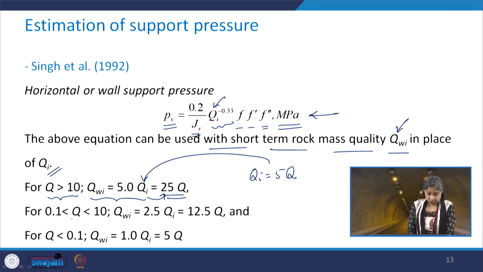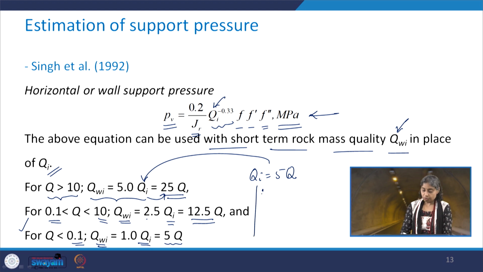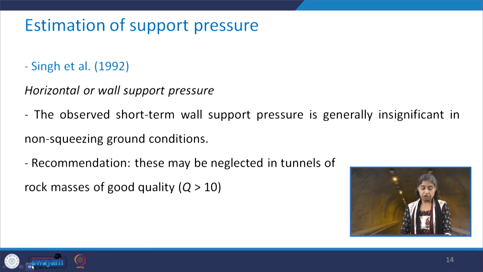Similarly, in case you have Q varying between 0.1 to 10, then QWI will be 2.5 times QI, and that would be equal to 12.5 times Q, and for Q less than 0.1, QWI will be equal to QI, or 5 times Q. So this is how you can determine the value of QWI corresponding to any value of Q, and then substitute it in this expression to get the horizontal or the wall support pressure.